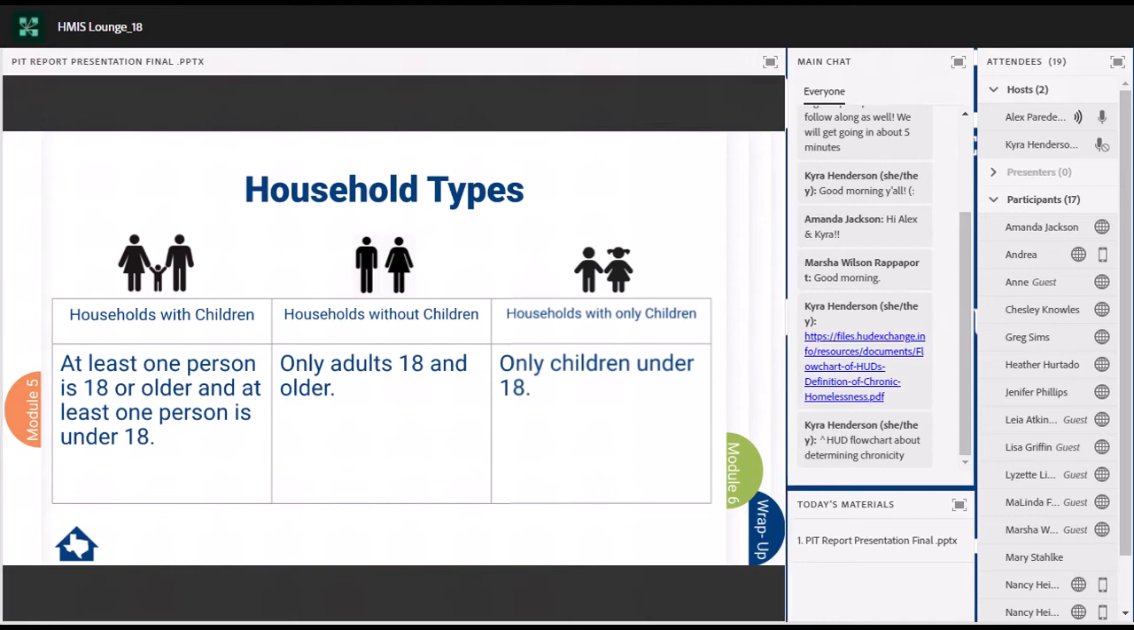So our three household types are households with children, which are households that have at least one person over the age of 18 and one person under the age of 18. Then we have households without children, which has members that are only adults over the age of 18. And then households with only children, that are all children under the age of 18. And this is how we report our data to HUD.